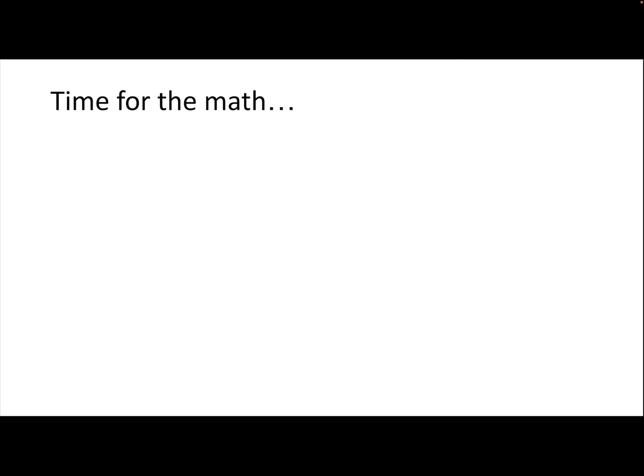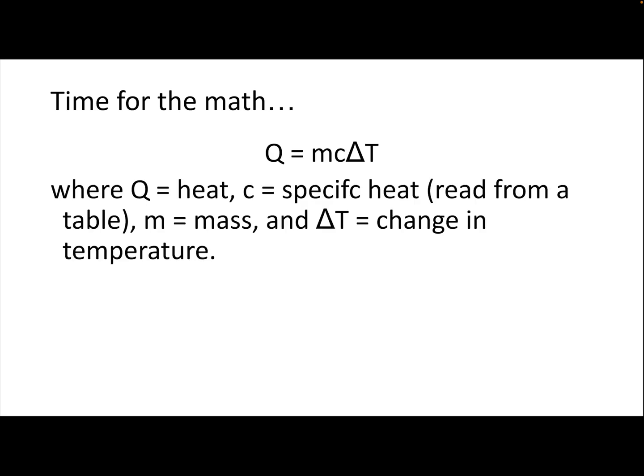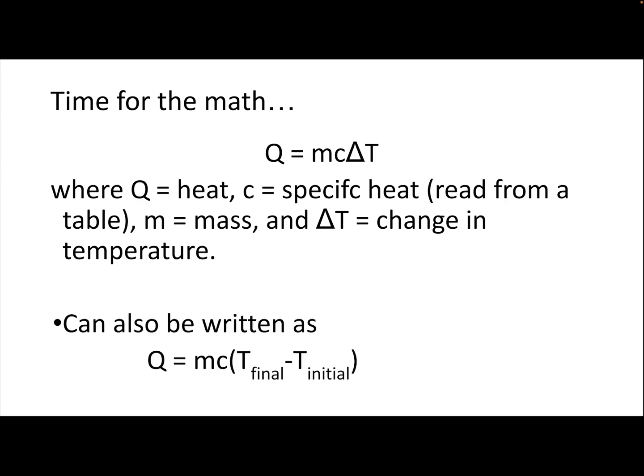And the last few slides are math. We can go over this one real quick. The math is Q = mcΔT. Q is the heat. C is the specific heat that we read from a table. M is the mass, and ΔT is the change in temperature. Most often we're going to write it this way, where the change in temperature is expressed as the final temperature minus the initial temperature.